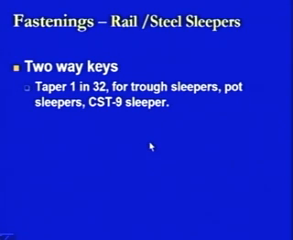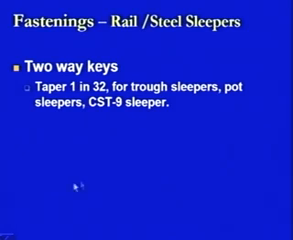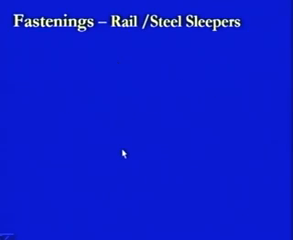Now, when we saw the diagrams of trough sleepers, pot sleepers or CST9 sleepers, we saw that there was a location where the key had been inserted. So, this is the type of key. This is a longitudinal section, a tapered longitudinal section provided at 1 in 32, and it is square or rectangular at both the ends.